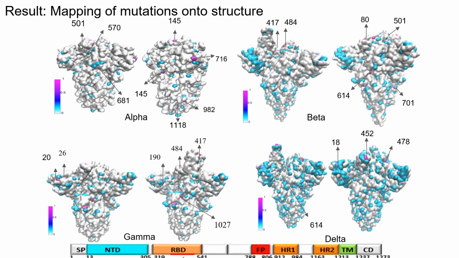So this is a result of mapping of mutations onto the structure, where the mutations having high frequencies are also accessible on the surface, like 614 and so on.